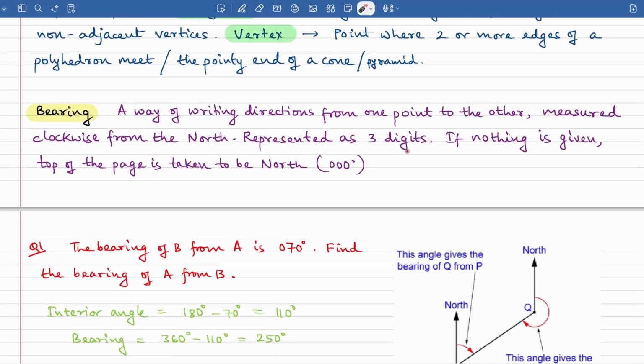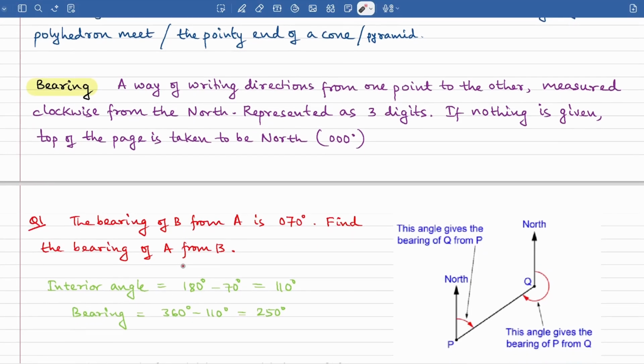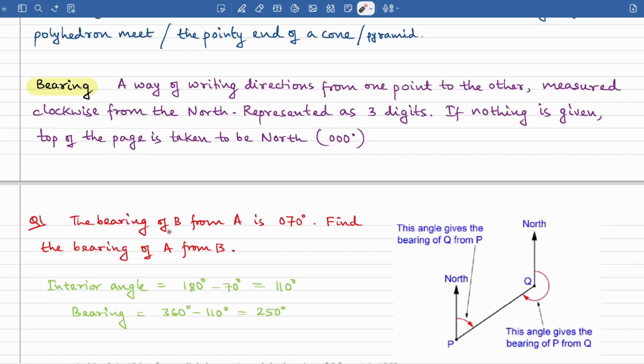Okay, so look at this example. The bearing of B from A is 070. Find the bearing of A from B. Now whenever you have a problem like this, check this diagram out. Whenever you have a question like this, find the bearing of some point from another point. First figure out the point of reference. So here the bearing of B from A. That means we have to figure out a point of reference.